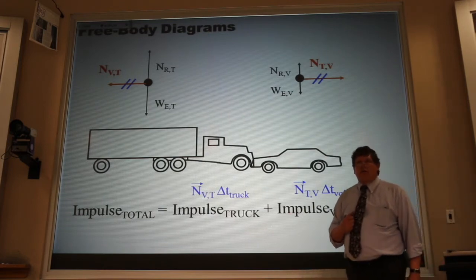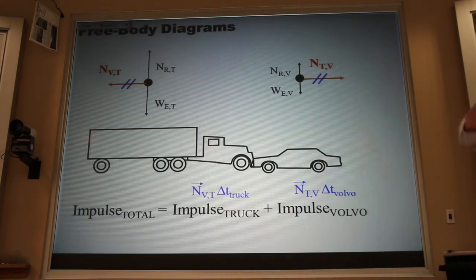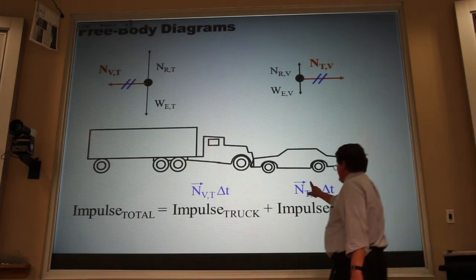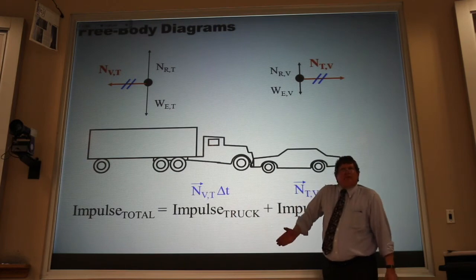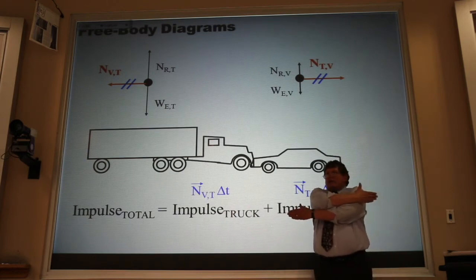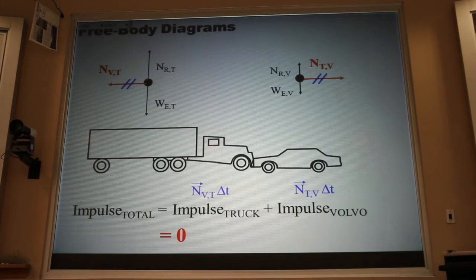experiences that force. Now, I think we can agree that if this collision lasts a tenth of a second for the truck, it also lasted a tenth of a second for the Volvo, so we can get rid of those indices. Now, here's the thing. This vector is the same as that vector, only in the opposite direction. And so when I add these together, I always get 0.